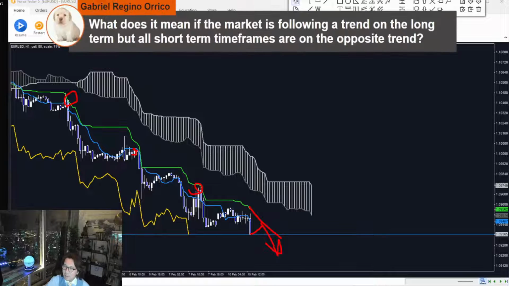Yeah, let me see. Gabriel says, what does it mean if the market is following a trend on the long term, but all short term time frames are on the opposite trend? That means the market is retracing in the lower time frames, but it may still follow the long-term downtrend. So yeah, that's what it means basically.